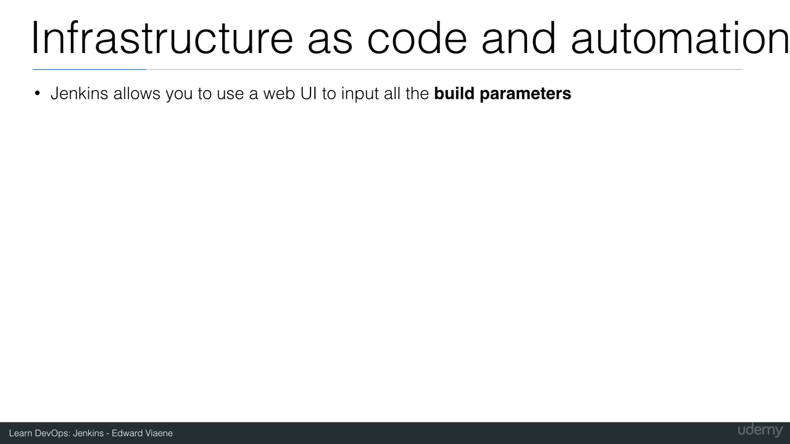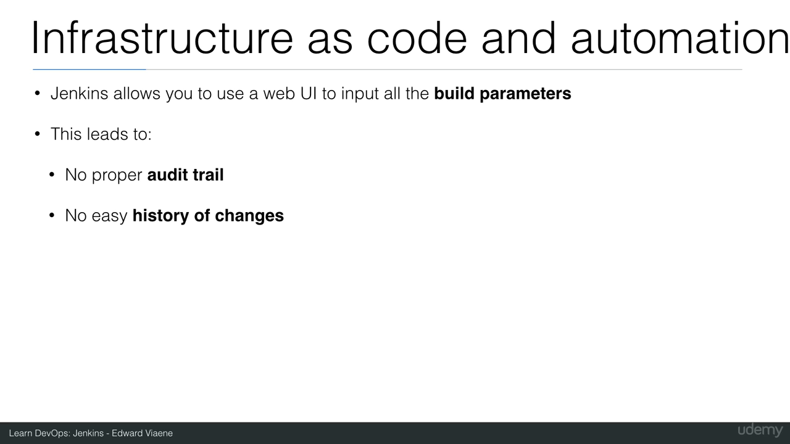Jenkins allows you to use a web UI, the web UI we have been using, to input all the build parameters, like npm install, maven build, sbt build, and so on, depending on your project, and the language your project has been written in. This leads to no proper audit trail. If something goes wrong, how do you know who made the changes? There's also no easy history of changes. How do you know someone changed the parameter of a job?